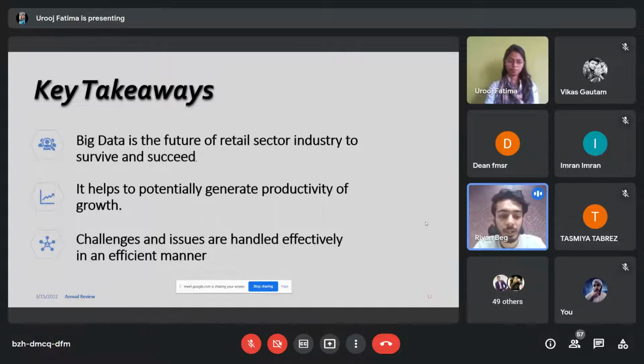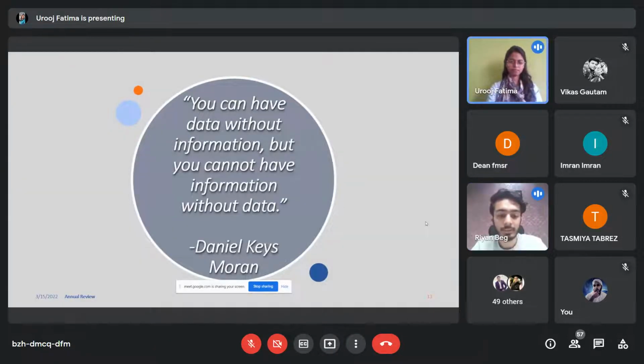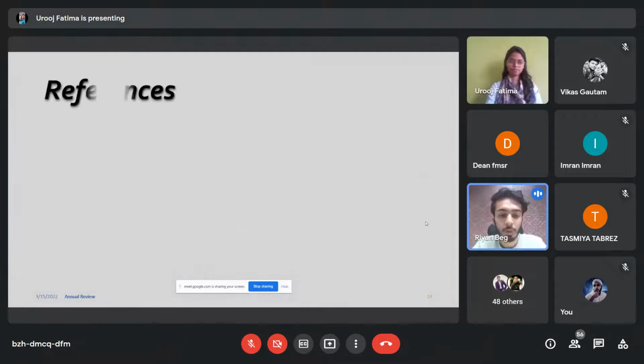Some of the crucial advantages are commercial impact: big data has the potential to generate significant productivity growth for the various types of retail sector. It presents the opportunity to create unprecedented business advantages. Through big data, challenges and issues are handled effectively and in an efficient manner. In the end, I would like to give a quote of Daniel Kimoran. You can have data without information, but you cannot have information without data. That's all from our side. Now we are open for questioning.